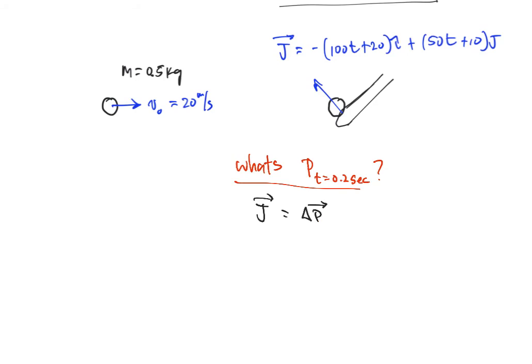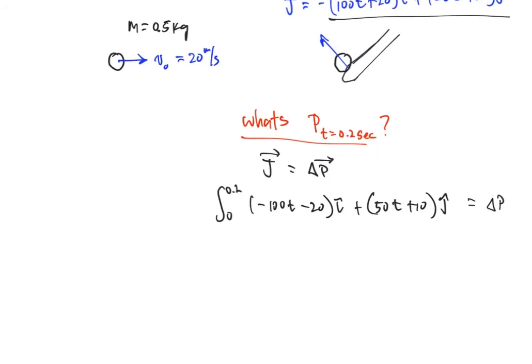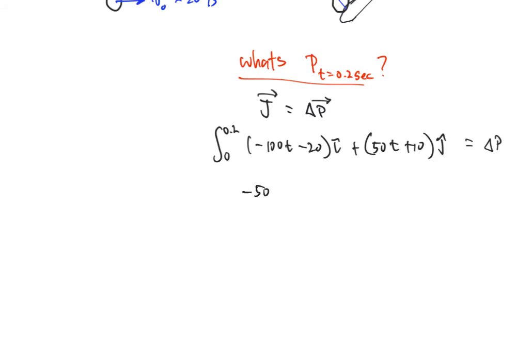So let's go ahead and calculate the impulse by using our impulse equation. I'm going to take the integral from 0 to 0.2 of this whole thing up here, that is of negative 100 t minus 20 I hat plus 50 t plus 10 j hat, and that's going to be equal to the change in momentum. So if we were to do this out, what's this going to be? This is going to be negative 50 t squared minus 20 I hat plus 25t squared plus 10 j hat. We're going to evaluate that from 0 to 0.2, and that's equal to the change in momentum again.